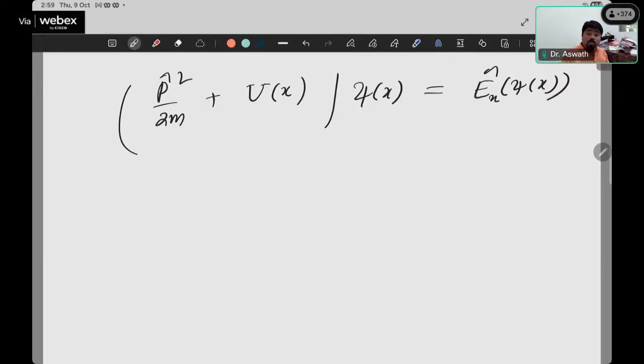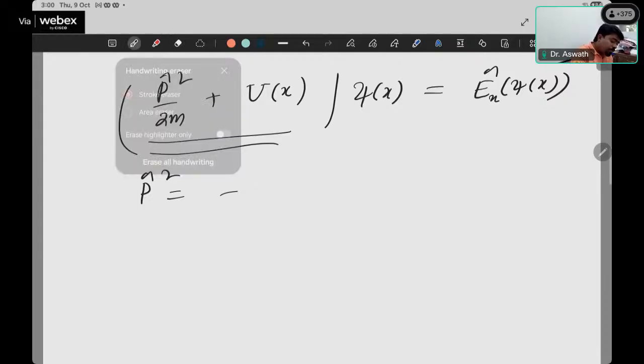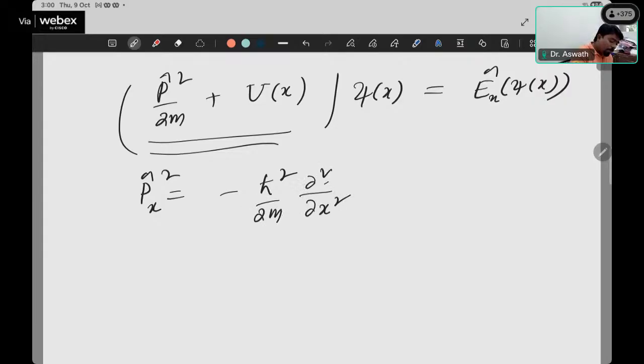Now, yesterday we tried to solve it. When we tried, we found there is a second order derivative here, a second order derivative in space. P square is minus h square, not iH, just h square, in one dimension. I am writing h square dou by dou x square by 2m. This is the second order derivative. I can't solve it. What do I do?